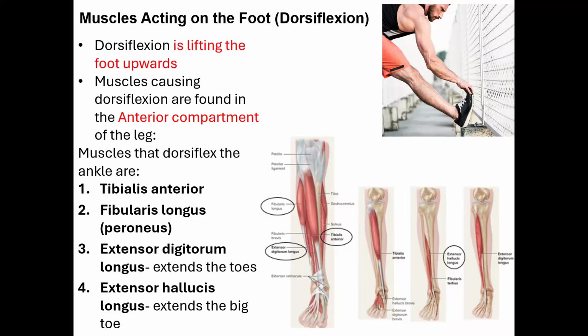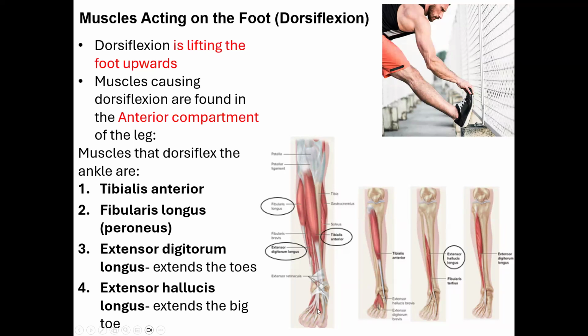And where are the muscles causing dorsiflexion? They are the muscles in the anterior compartment of the leg. The main muscle is the tibialis anterior. Tib and fib, tibia and fibula, right? Two bones. Tibialis anterior is the muscle in front of the tibia. Very simple. Then there is a muscle on the side, where the fibula is, fibularis longus. It's also got another name called peroneus.